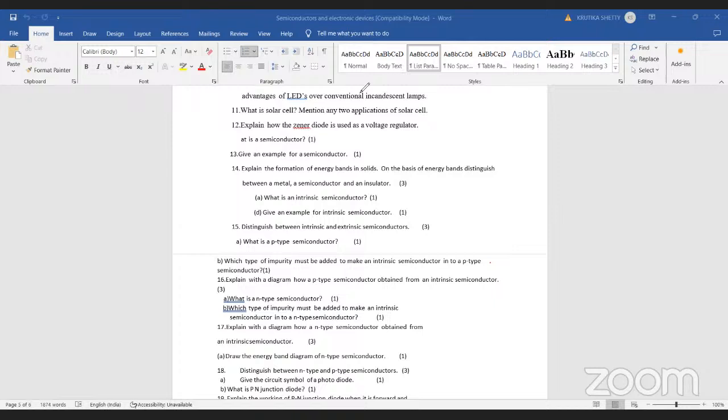Yes, I am expecting answers from you. Trivalent. Yes, so it is already discussed. The impurities that must be added to the semiconductor to form the p-type are trivalent. Explain with a diagram how a p-type semiconductor is obtained from an intrinsic semiconductor. So this is asked for 3 marks.